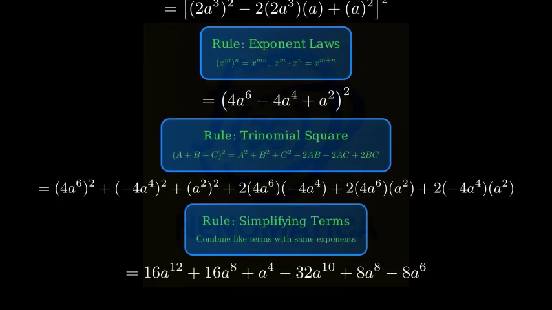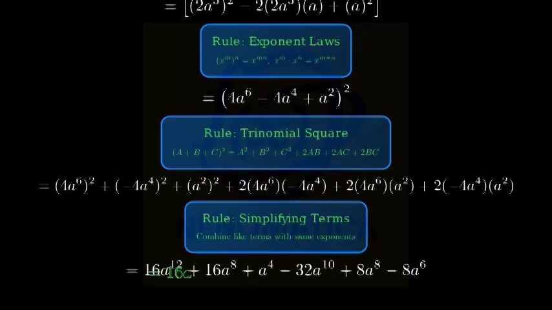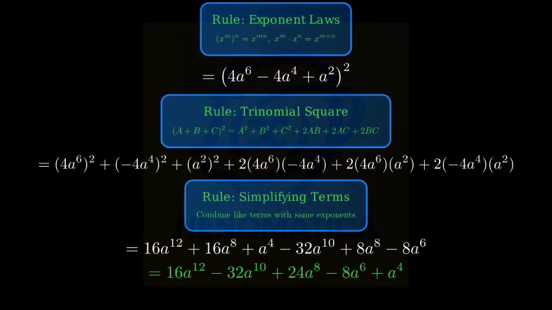16a to the 12th plus 16a to the 8th plus a to the 4th minus 32a to the 10th plus 8a to the 8th minus 8a to the 6th. Finally, we combine like terms to get our final answer. We have 16a to the 12th minus 32a to the 10th plus 16a to the 8th plus 8a to the 8th, which makes 24a to the 8th, minus 8a to the 6th plus a to the 4th.